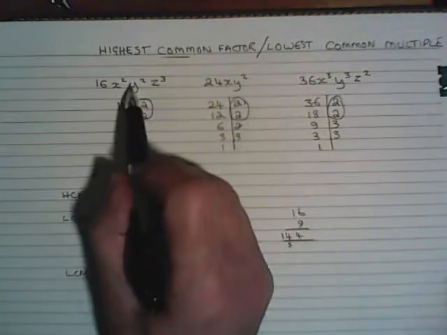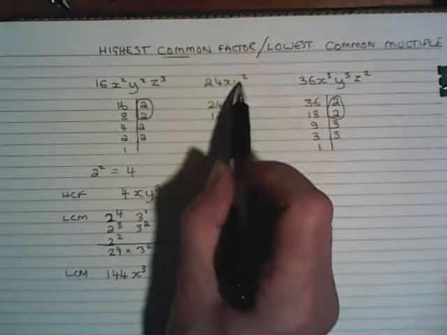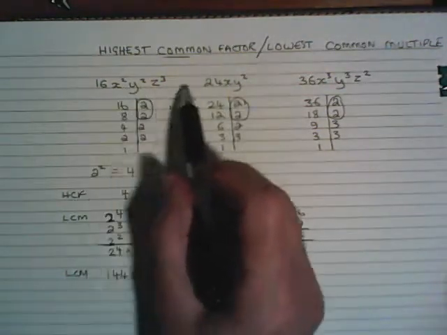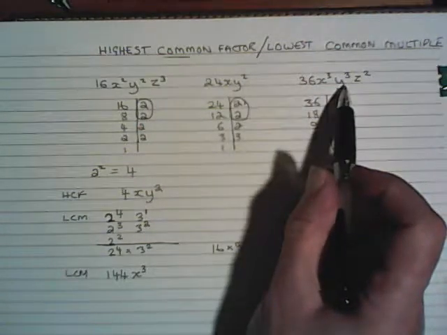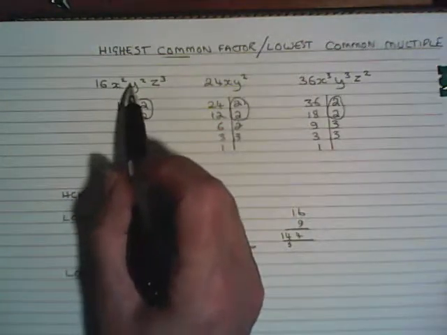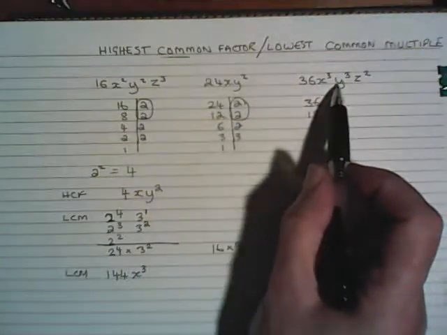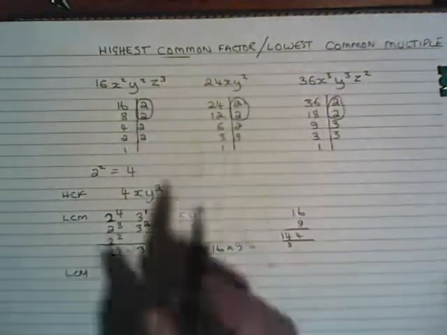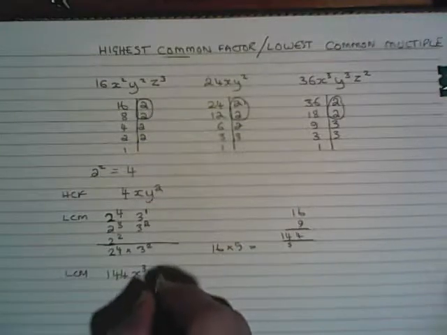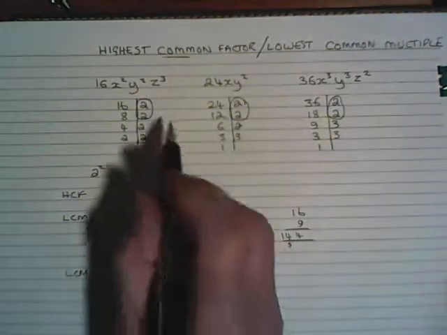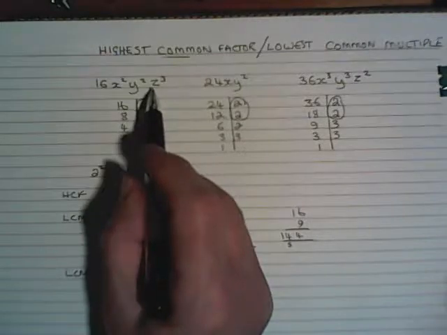Now we're going to look just at the y's. Well, y squared, y squared. Y squared will go into y squared once, and y cubed won't go into y squared. So y squared and y squared will go into y cubed, but not the other way around, so the answer there is going to be y cubed. Lowest common multiple, and now we're looking at z.